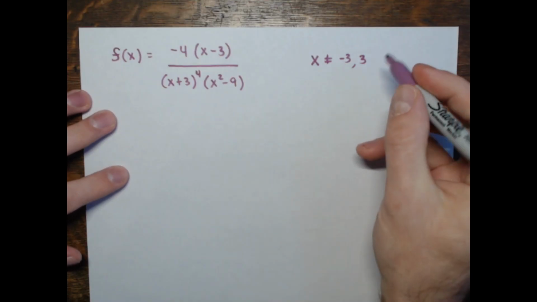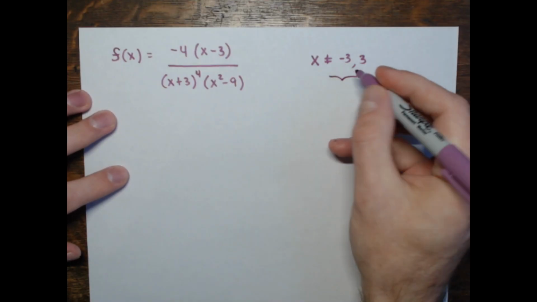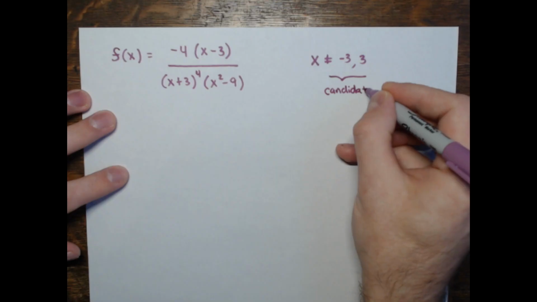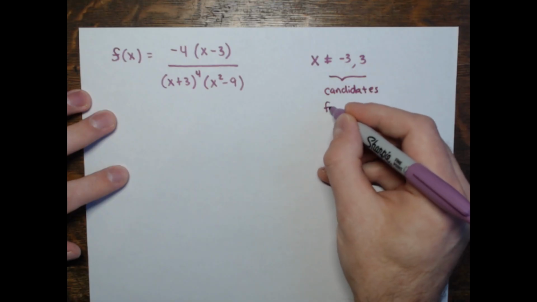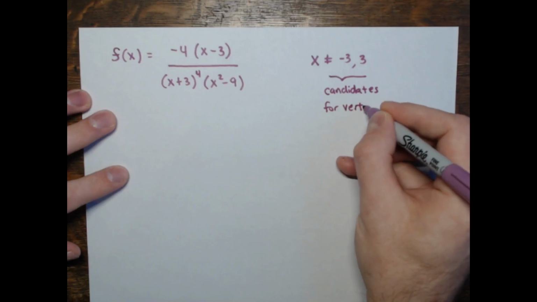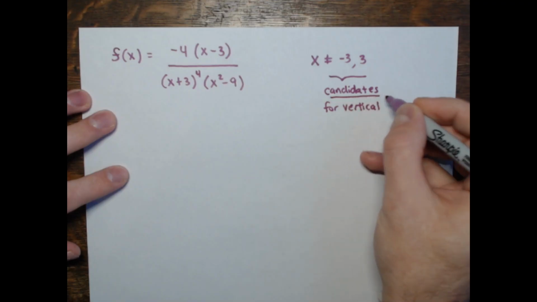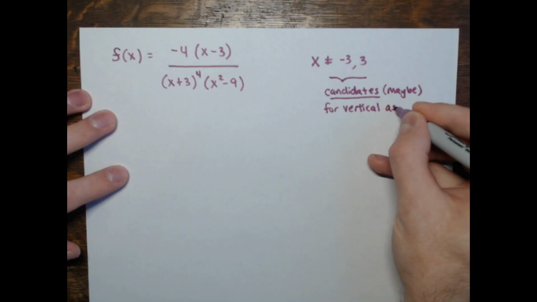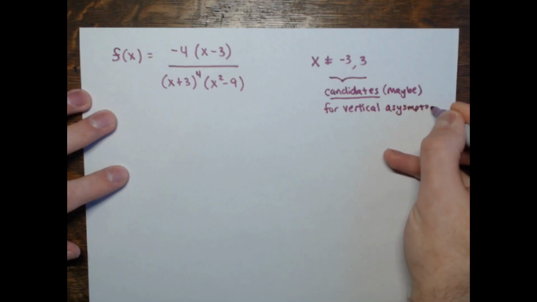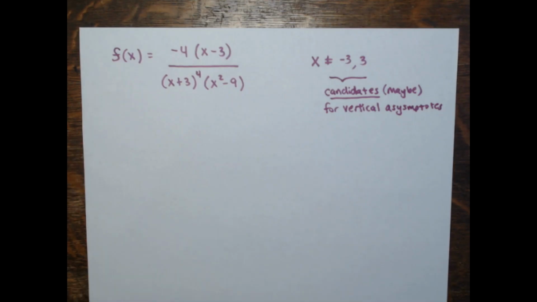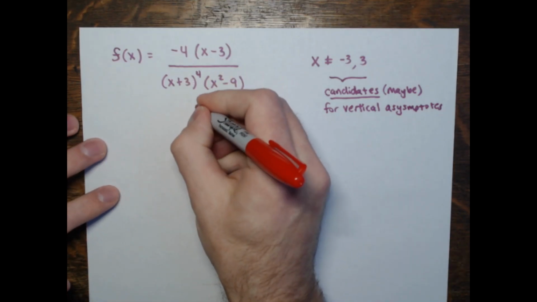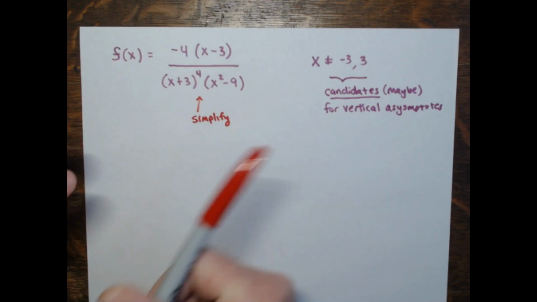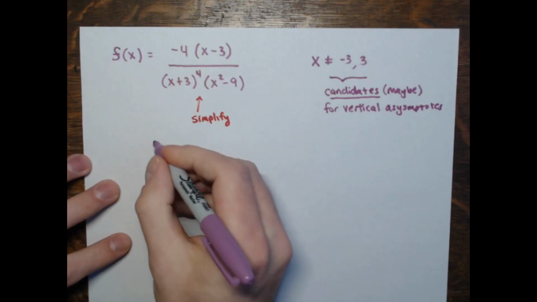So these are candidates for being a vertical asymptote. That doesn't mean they both will be, okay? So, maybe vertical asymptotes. Quite often with fractions, it makes sense to simplify. So I'm going to factor this completely.